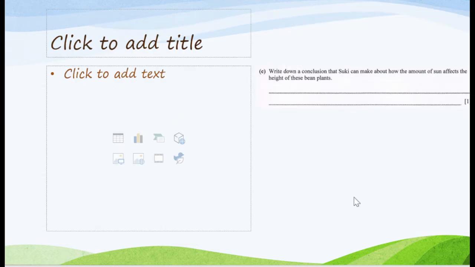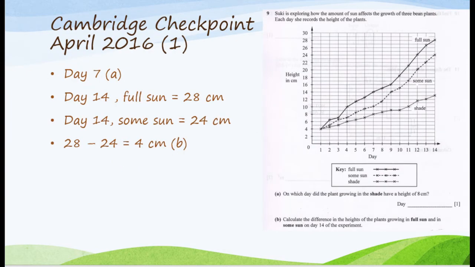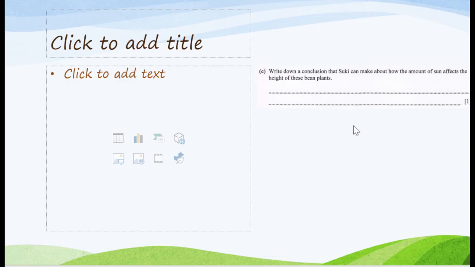We're almost done. Write down the conclusion that Suki can make about how the amount of sun affects the height of this plant. The conclusion. Well, basically it's like this, right? We can see that the growth of the plant becomes better when you place the bean plants under the sun fully. So you can say it like that.